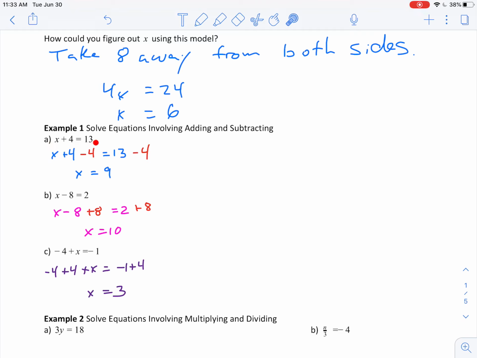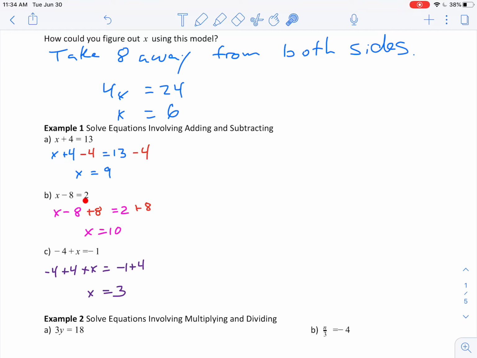Well, I have x plus 4 is equal to 13. How do I solve for x? Well, I need to get rid of this addition of 4. So how do I get rid of the 4? Well, the opposite operation of addition is subtraction. So I need to take away 4 from that side. But again, I've got to keep this whole thing balanced. So if I take away 4 from this side, I need to take away 4 from the other side. So now I have x by itself, and then 13 minus 4 gives me a value of 9. So that x value is 9.